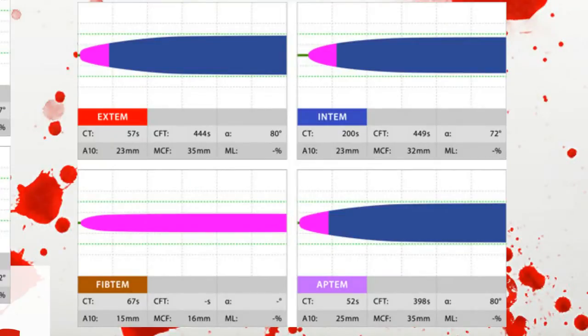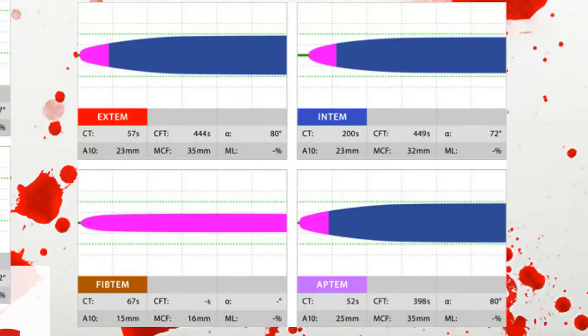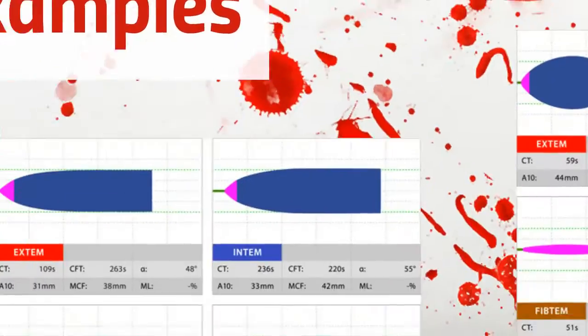So 3-step process, clotting time. It's less than 100 seconds for the EXTEM. It's less than 250 for the INTEM. Good. Let's move on to number 2, the A10. The A10 is less than 40, so there's a problem here. Less than 40 on the INTEM. Problem here. Is it fibrinogen? No, the fibrinogen is good. It's more than 10 on the A10. So the problem is platelets. I hope that's clear to everyone.